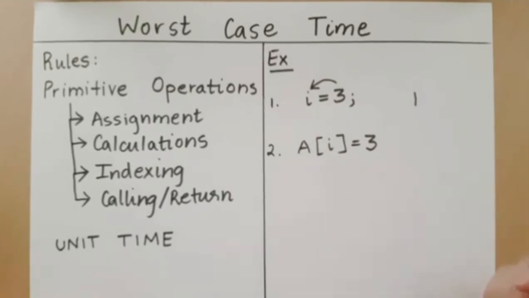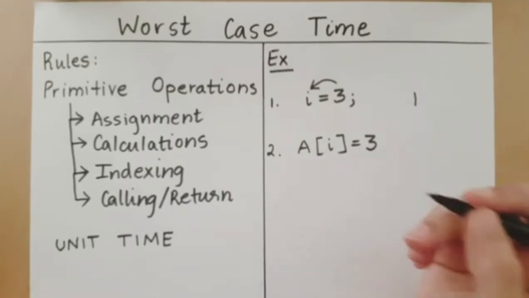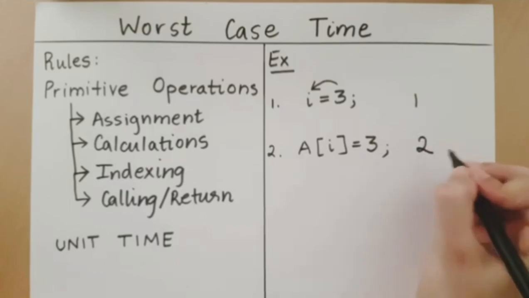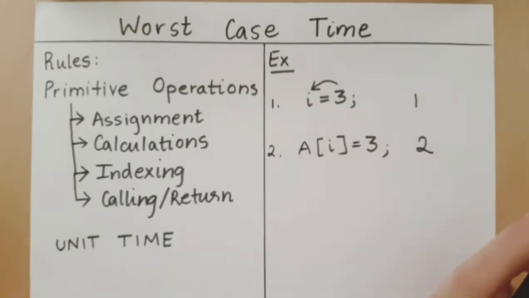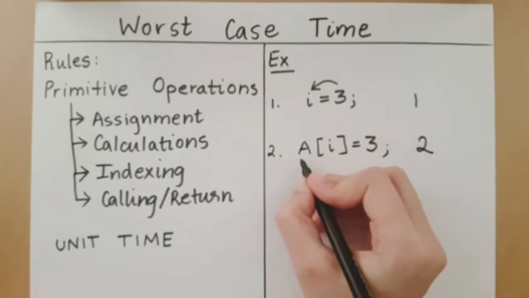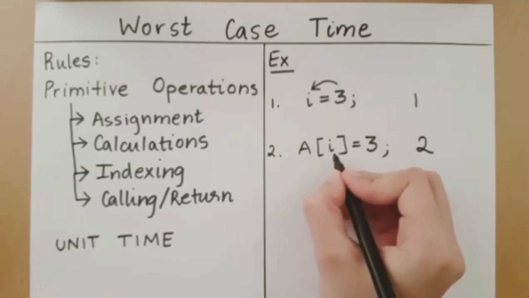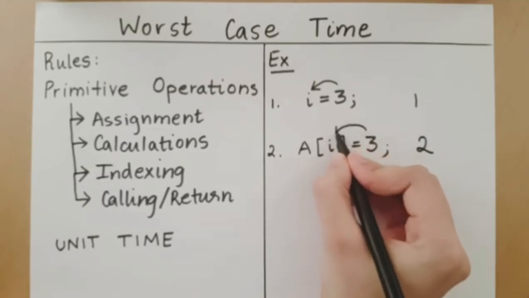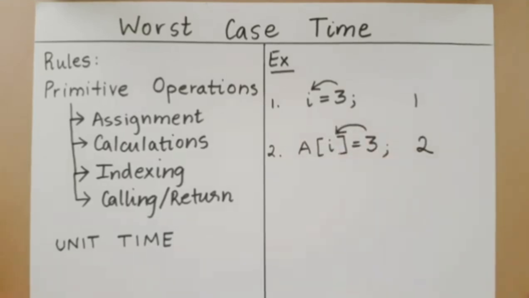The second example is A[i] = 3. This takes 2 units of time. The first unit is for indexing into the array A at position i. The second unit of time is assigning 3 to this element. In this way, we can count the number of operations in an entire algorithm.